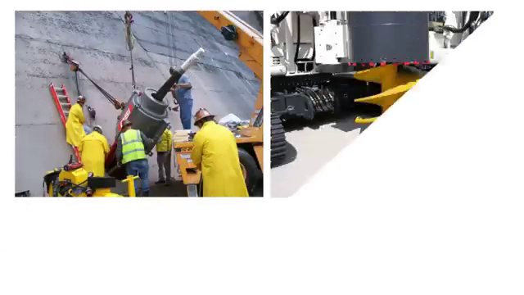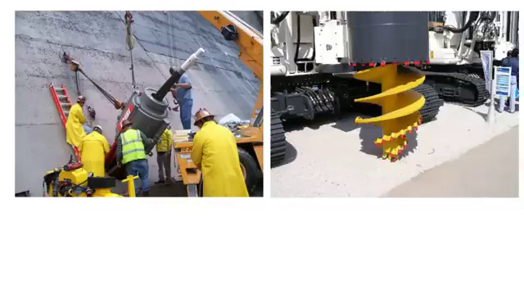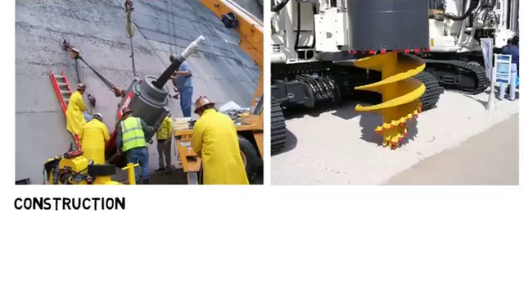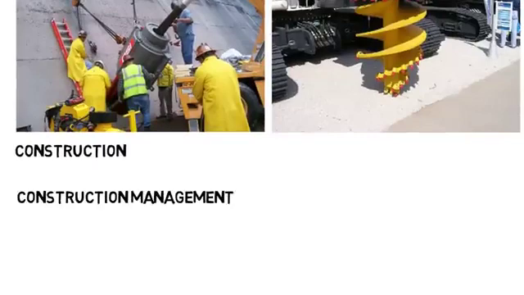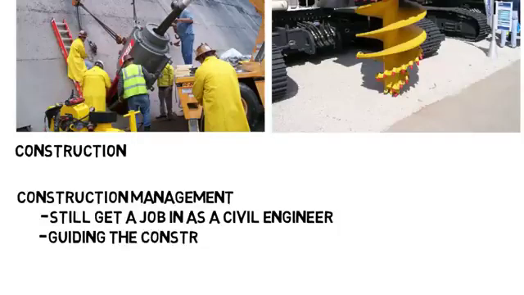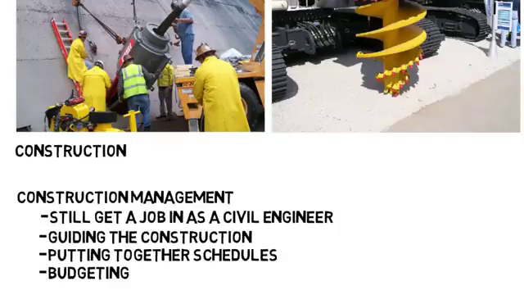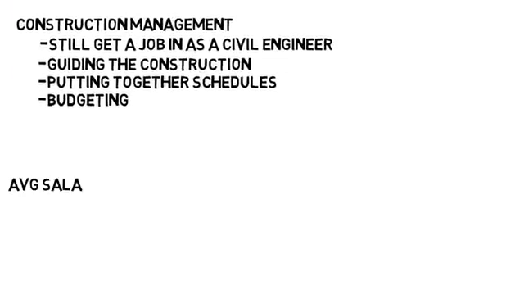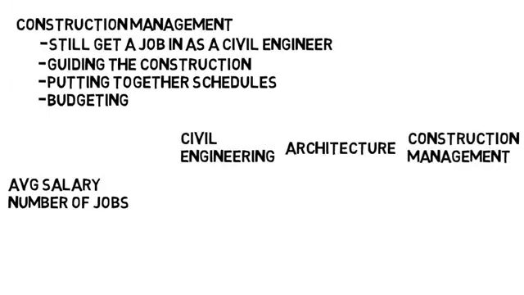Then, if you want to be the one who puts on the hard hat and does all the hands-on work with the machines and physically builds the structures, then construction will be better for you. But then there's also construction management, which you can still get a job in as a civil engineer. Construction companies will hire civil engineers because of their technical background. Construction is the hands-on part, but construction management is more about guiding the construction, putting together schedules, budgeting, and figuring out how all the pieces will come together. And according to the Bureau of Labor Statistics, the average salary and the number of jobs in the United States for these 3 majors are all pretty good.